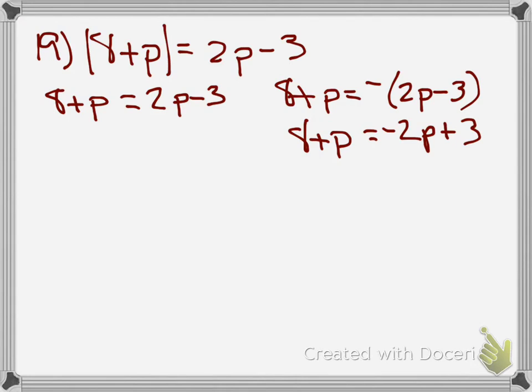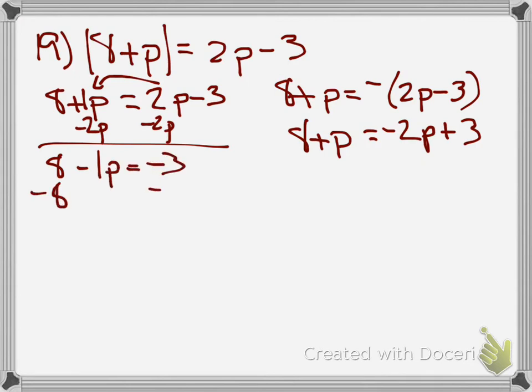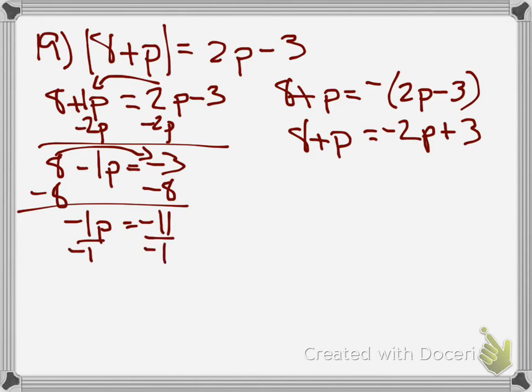Notice how the sign of everything that was in parentheses changed to what it is outside, or when the parentheses is gone. And then I'm solving. Variables to the left, numbers to the right. So notice how the 8 is going to move to the other side. And then I can divide, and I should have my answer there. P is equal to 11.